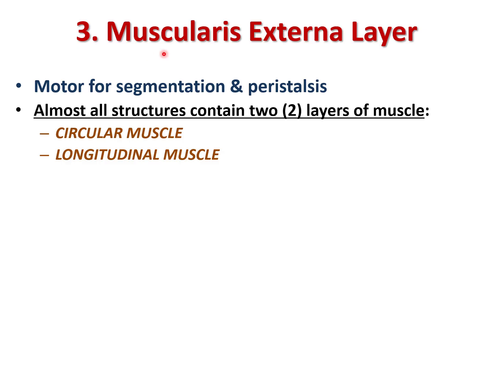Then we have the muscularis externa. So we have an interna and an externa. This externa has both circular and longitudinal layers, so we can reduce the radius, but we can also reduce the length. And so there's a combination, if you will.